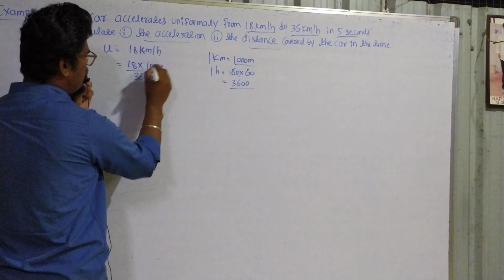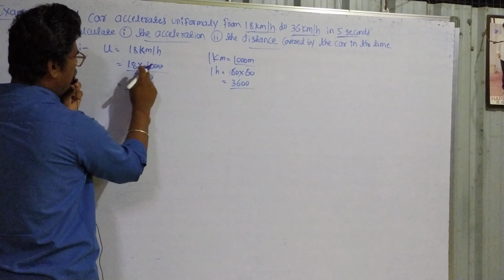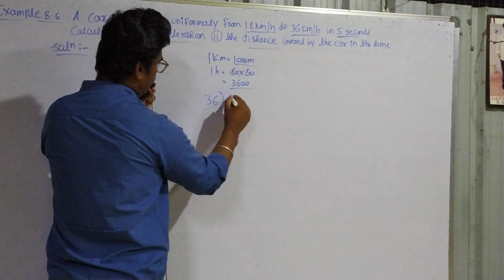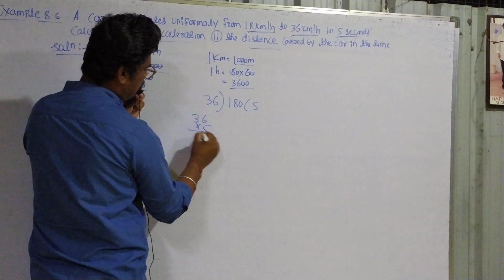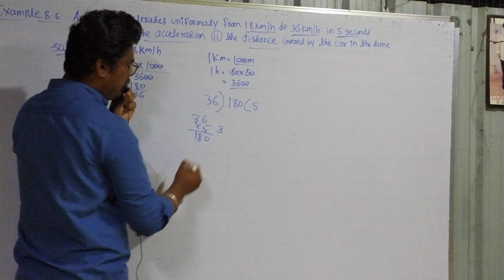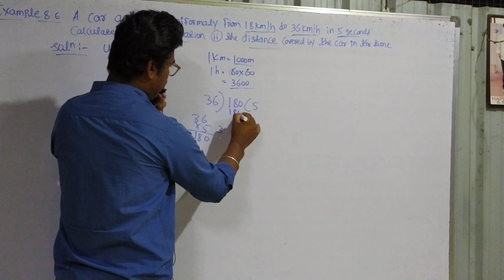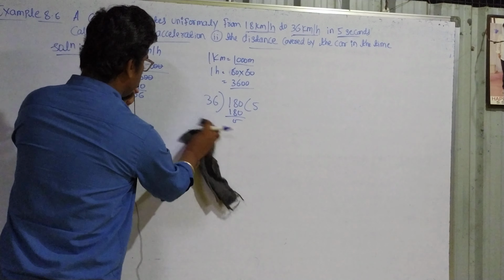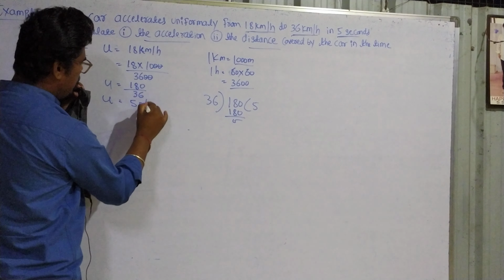Here the 20 will be cancelled. Here 18 into 10, that is 180, divided by 36. 36 into 5: 6 fives are 30, 3 carry, 5 threes are 15, 15 plus 3 is 18, so 180. So 36 fives are 180. So the answer is that the initial velocity becomes 5 meter per second.